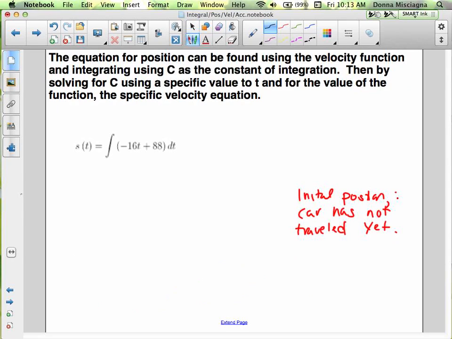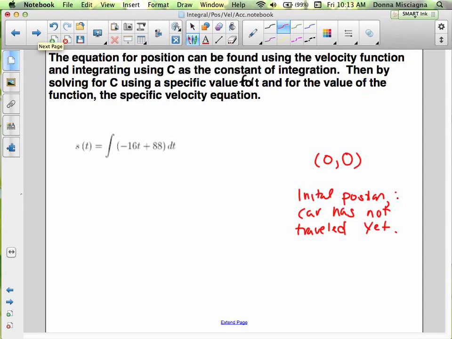You know, I typed a lot here, so I'm allowed 2 typos. There we go. For t, and for the value of the function, the specific velocity function, we can find the specific velocity equation. Got tongue-tied there. All right, so here I took something from the question. Initial position, the car has not traveled yet. When the car just applies the brakes, he hasn't gone anywhere yet. And then he travels. So we have 0, 0 as a point.